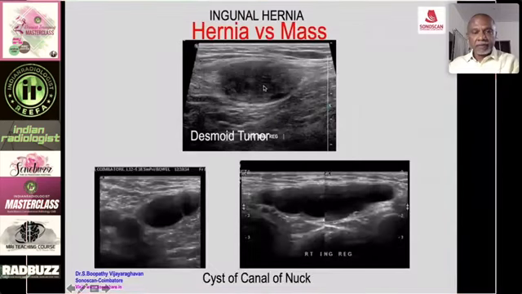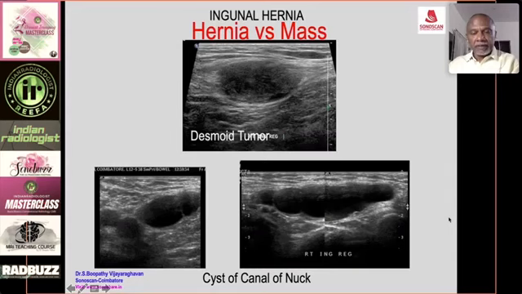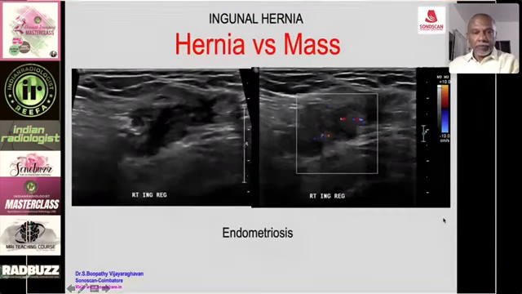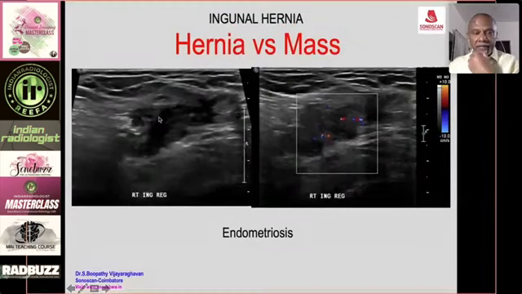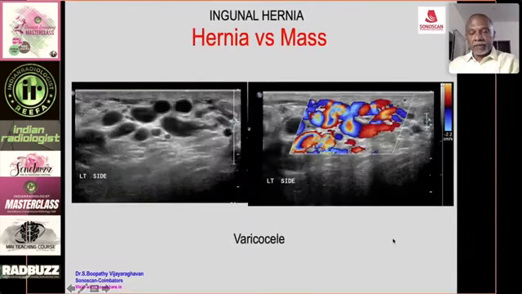This turned out to be a desmoid tumor. And another differential diagnosis in the female is cyst of the canal of Nuck. You see a cyst in the inguinal canal. That is a differential diagnosis for inguinal hernia in a woman. Now here this is a very rare irregular echopoor mass in a woman with pain during the periods, and this is the mass seen, and in color there is flow seen in it, and it turned out to be endometriosis.